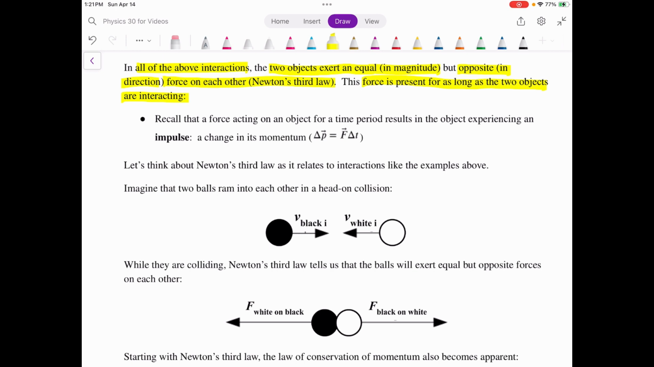Okay, now, remember from lesson 1 that a force acting on an object for a given time period results in the object experiencing an impulse, a change in its momentum, right?